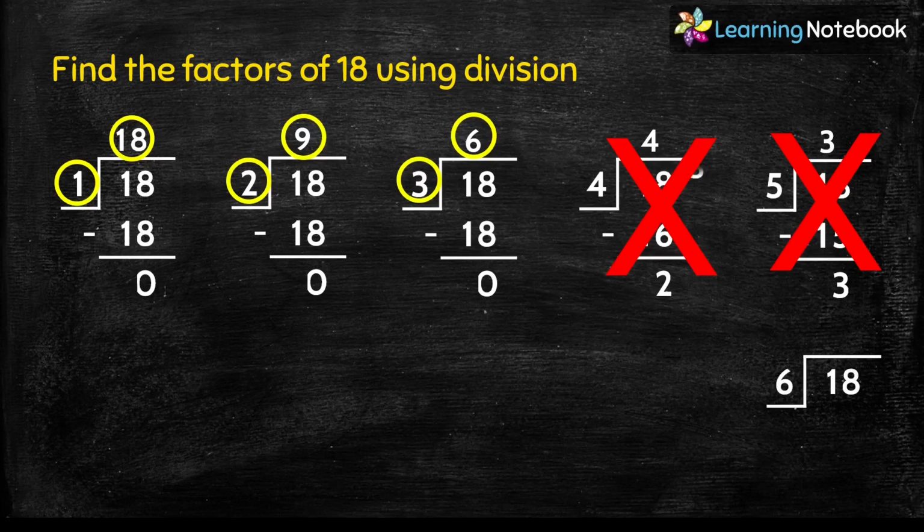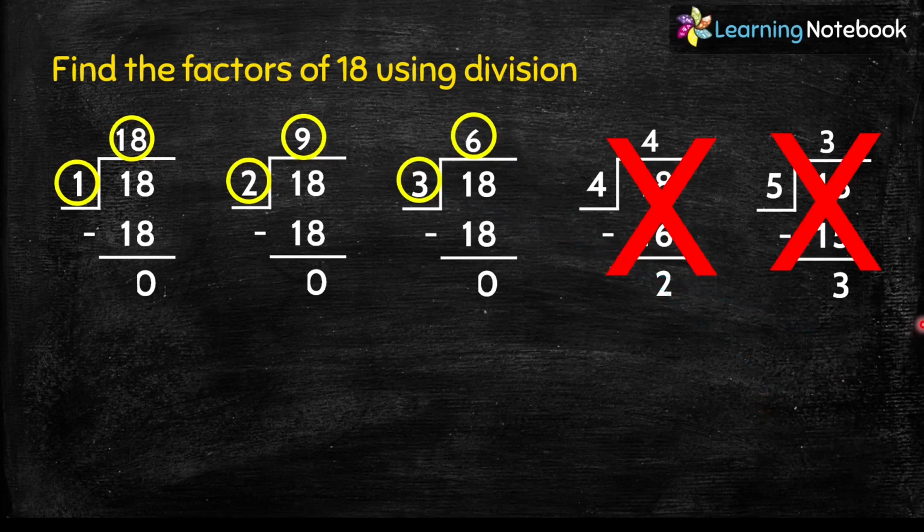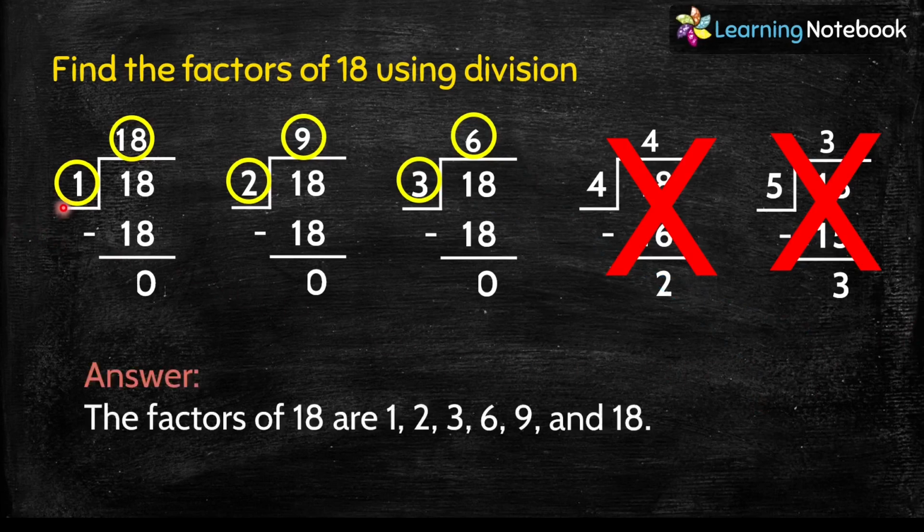Next, divide 18 by 6. We get remainder equals to 0 and thus we get 3 and 6 as factors of 18. But we have already got these two factors. So it means we will stop here and won't divide further. So let's write factors of 18 now, which are 1, 2, 3, 6, 9 and 18.